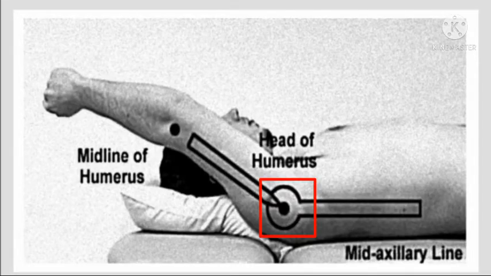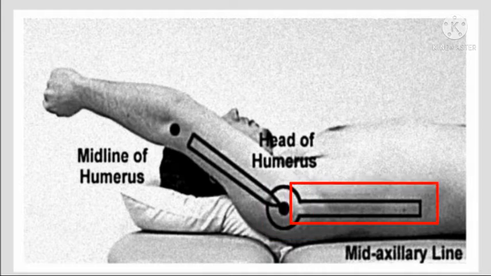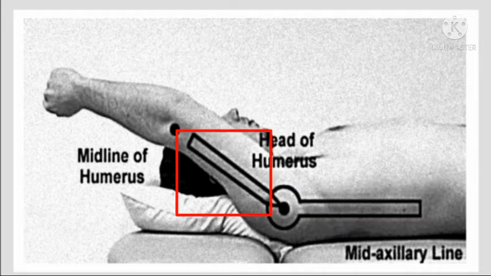In this picture, you can see the center of the fulcrum is at the lateral aspect of the greater tubercle. The proximal arm is parallel to the mid-axillary line of the thorax. The distal arm is parallel to the midline of the humerus. The lateral epicondyle is taken as the reference.